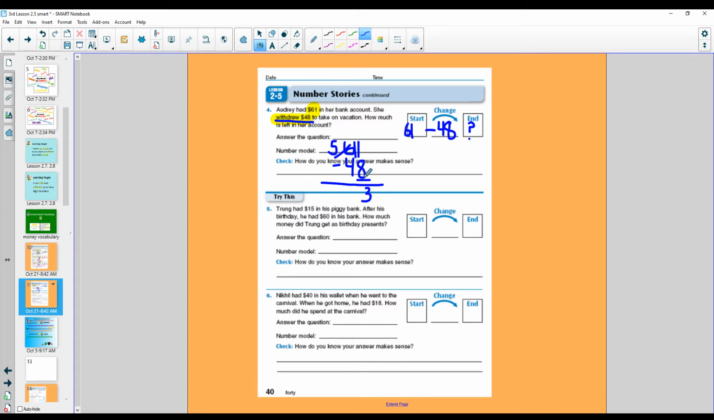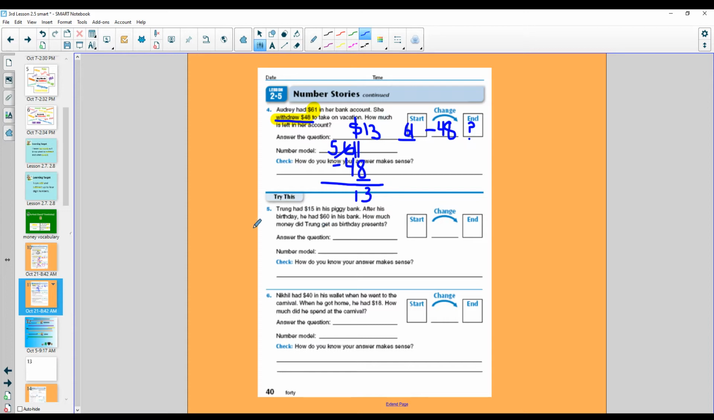Or you can count backwards, it just takes longer. 5, take away 4, 1. The answer is after she withdrew her money to go on vacation, she ended up with $13. Does that make sense? That you have a lot of money and then you go on vacation and you have less? Yes, it does. All right, good job.